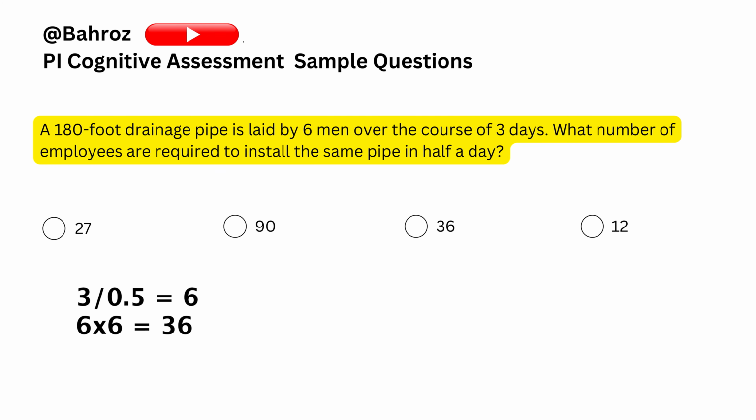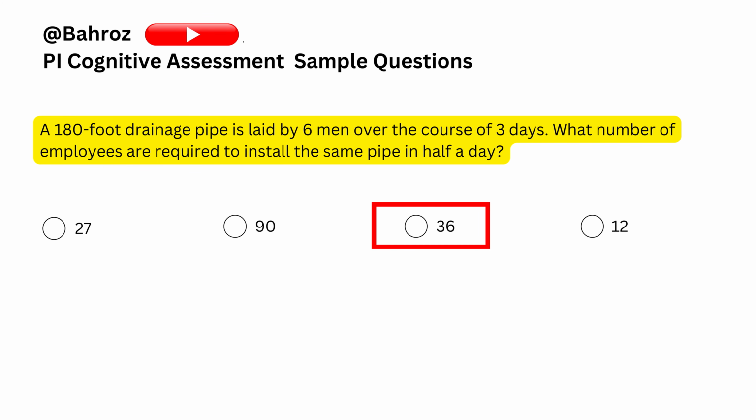So what we will do is 3 divided by 0.5, which is 6, because there are 6 halves in 3 days. There are 6 halves in 3 days, which means we will have to do 6 times 6, which is 36. That is our answer. So we'll need 36 people, 6 times more people, because the time has been cut by 6 times. So we need 6 times more people in order to get the job done. So 3 divided by 0.5, which is 6. And then 6 into 6 men is 36.